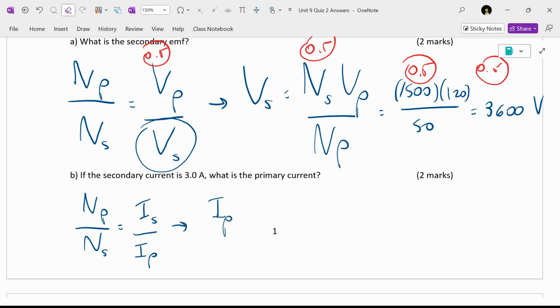Okay, the primary current is going to be the secondary number of coils times the secondary current divided by the primary number of coils. I think I can do that in my head, can't I? 1500, 90? No, 900? 90. 90? Yes?